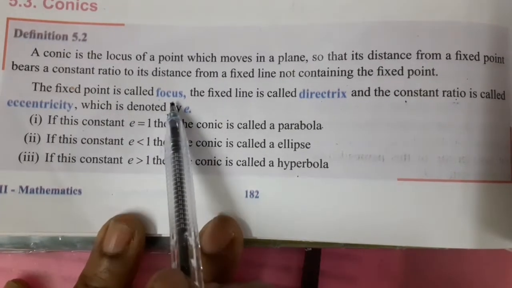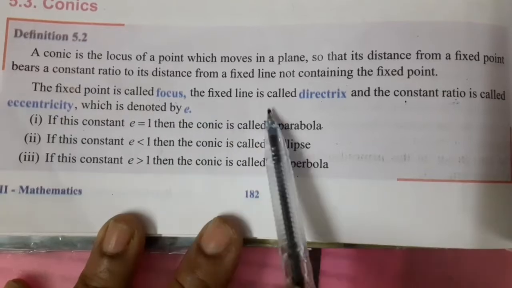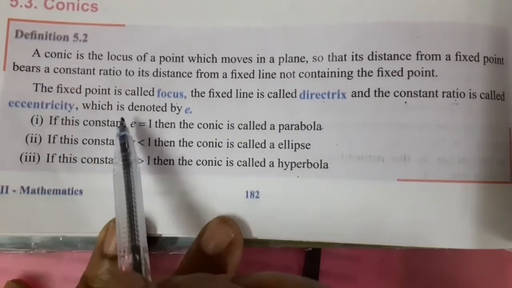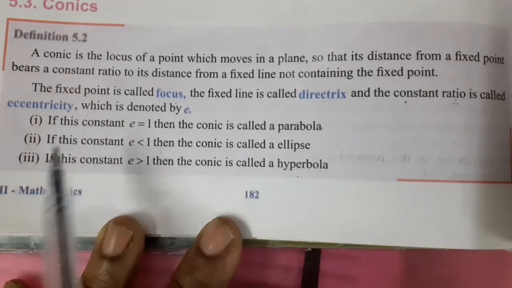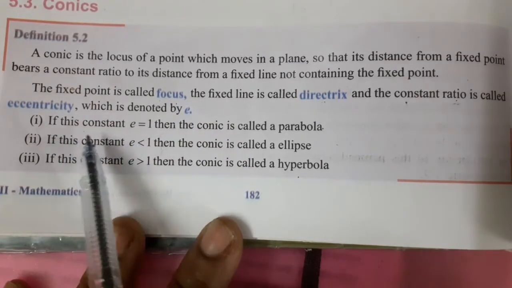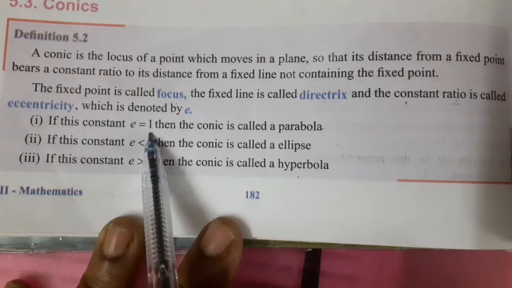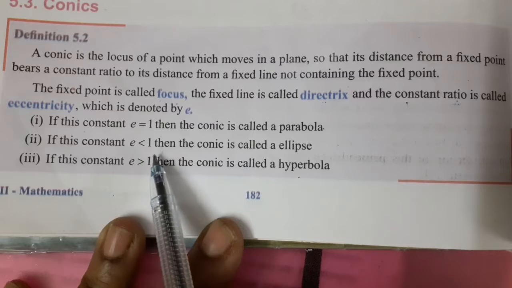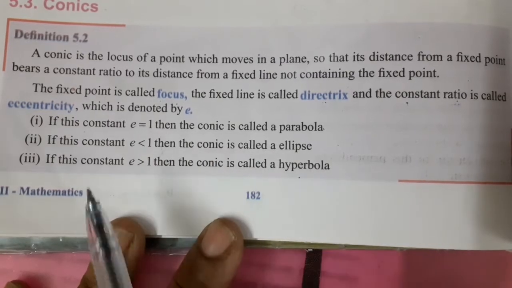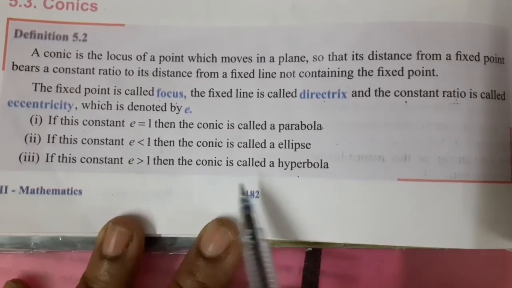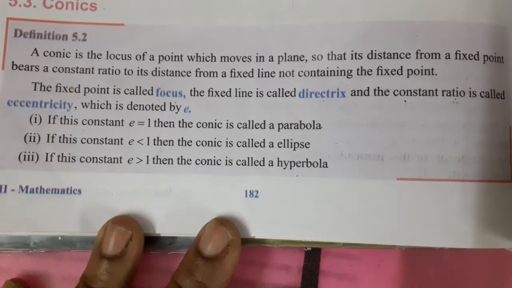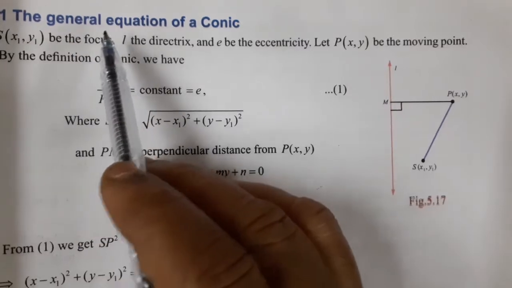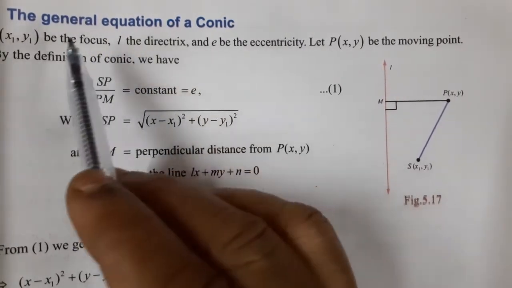So the fixed point is called the focus, the fixed line is called the directrix, and the constant ratio is called the eccentricity, denoted by E. After calculating, if E equals 1, the conic is a parabola. If E is less than 1, the conic is an ellipse. If E is greater than 1, the conic is a hyperbola. The book itself gives only a brief introduction, so I will explain more when I come to the exercise sums.